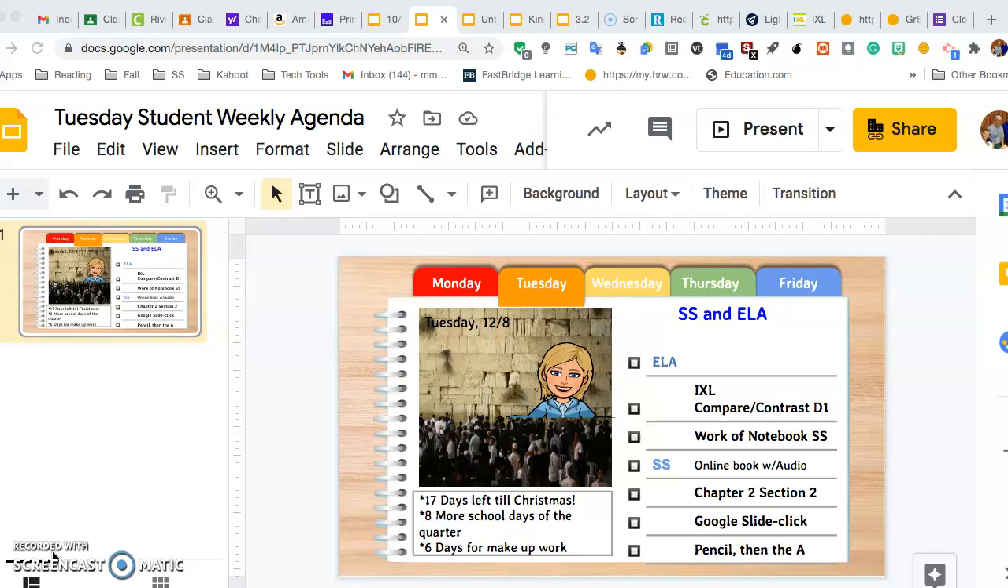Today we're doing an IXL for English. We're going to do D1, which is compare and contrast. If you remember those two terms, we've used them a lot this year, and we're going to use them a lot in the next short story we're going to read. To compare is to tell how something is alike, and to contrast is to tell how it's different.